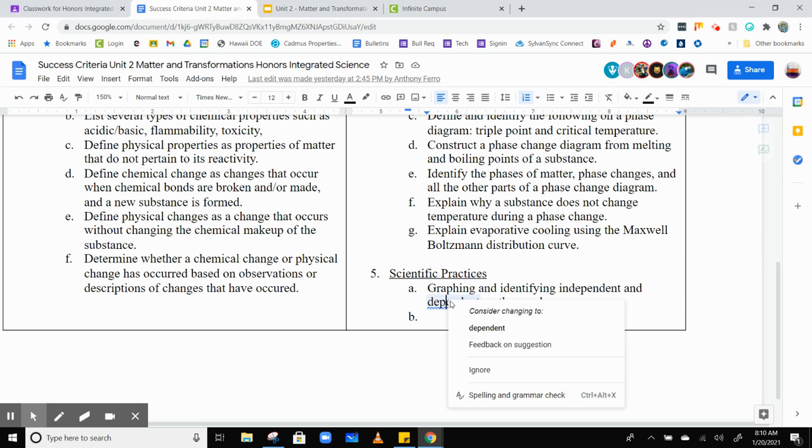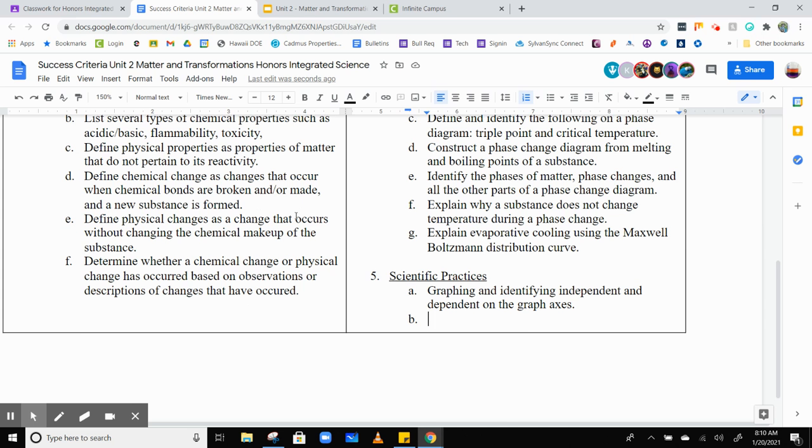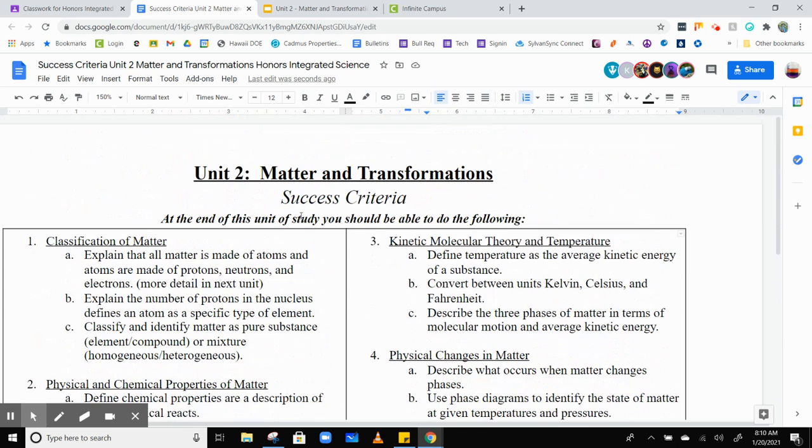Then finally, and again, this is a work in progress, these are the scientific practices we're going to be covering. This is just one I wrote down so far, but we'll be doing other ones as well. We'll be graphing and identifying independent and dependent variables on graph axes. I'm doing some practice with that. I'll keep updating it throughout the unit.